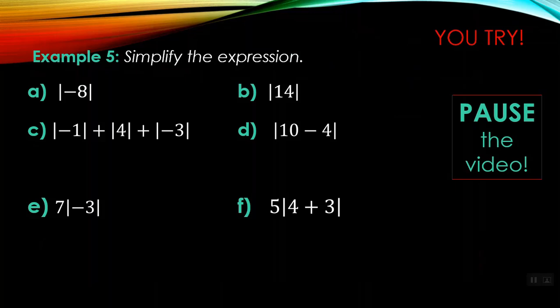All right, let's see how you did. The absolute value of -8 is 8. The absolute value of 14 is 14. It's a distance of 14 away from 0.